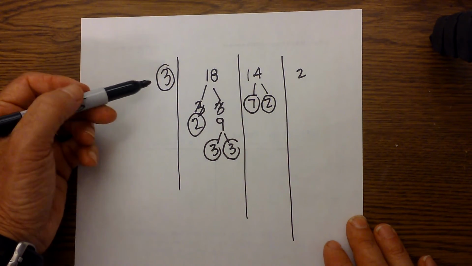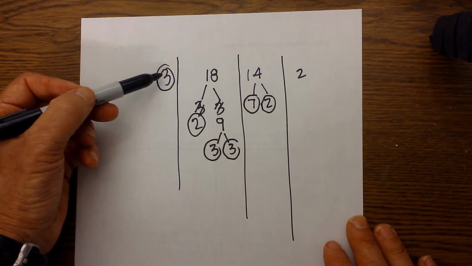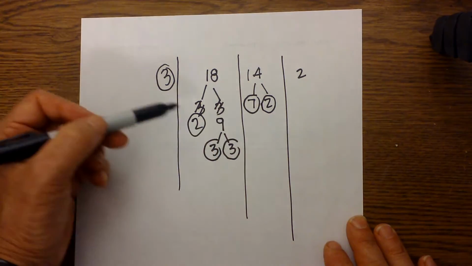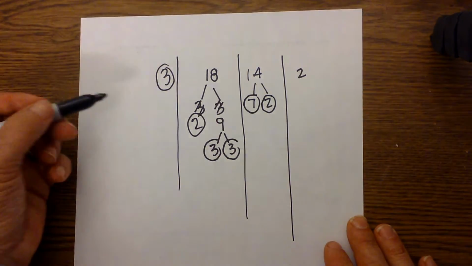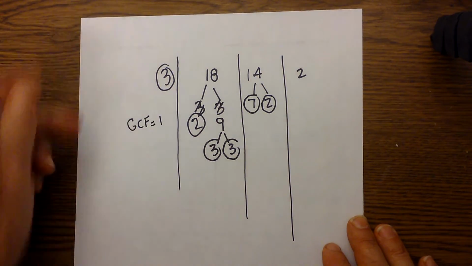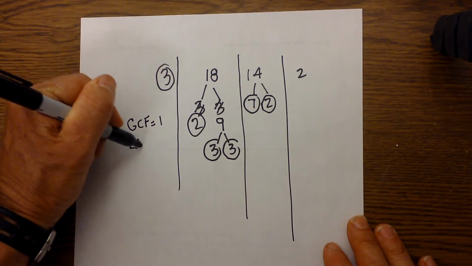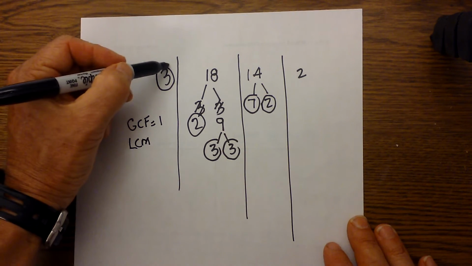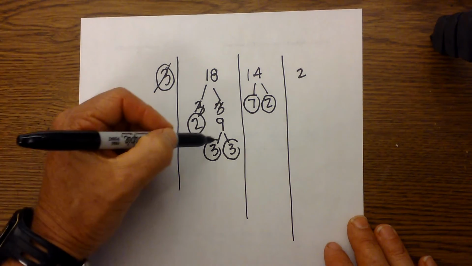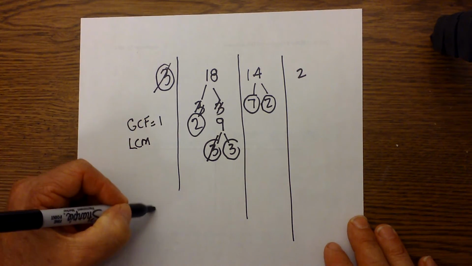And now for the greatest common factor, we have to find a number that is found in all 4 numbers. 3 is in 2 of them, 2 is in 2 of them. So the GCF is 1. Now we start working on our LCM. I'm going to start with 3, and the 3 is with 3, and the 3 is here with 18. And so I'm going to write a 3 down.